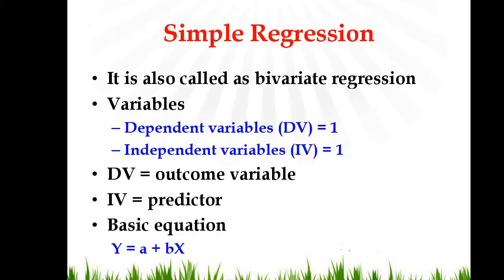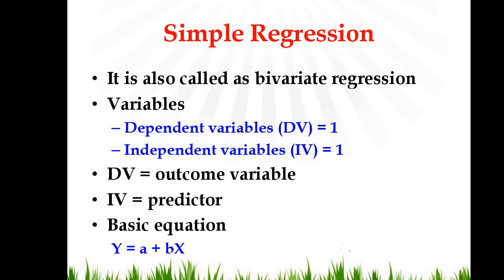What is simple regression? Simple regression is also called as bivariate regression. The reason is that in this case there are only two variables. One is the dependent variable and second one is the independent variable. Dependent variable is also called as outcome variable, whereas independent variable is also called as predictor.